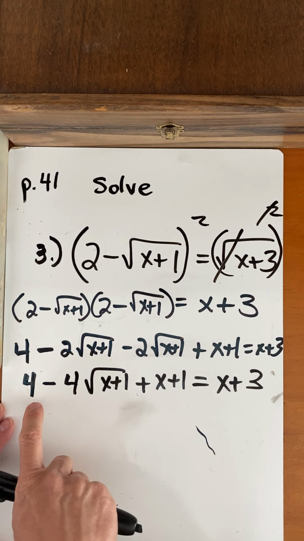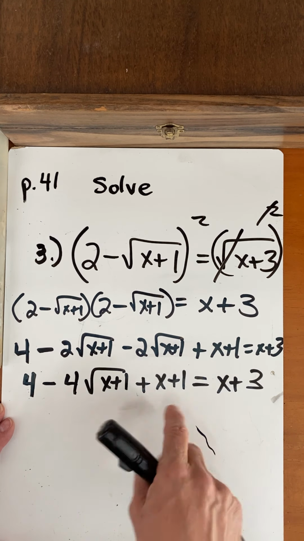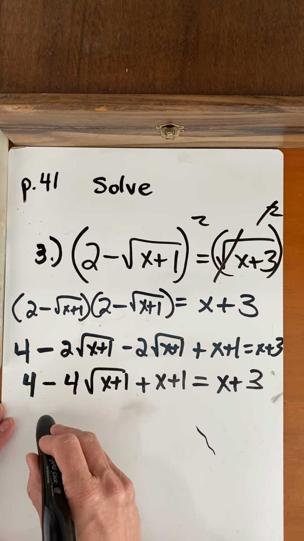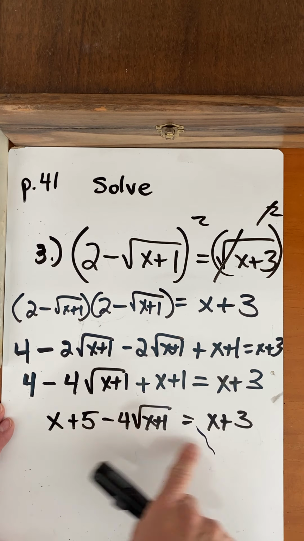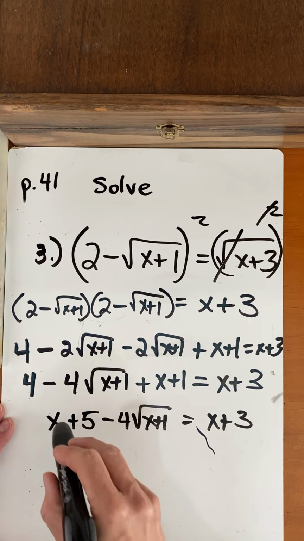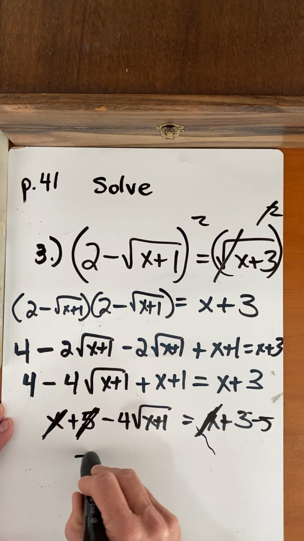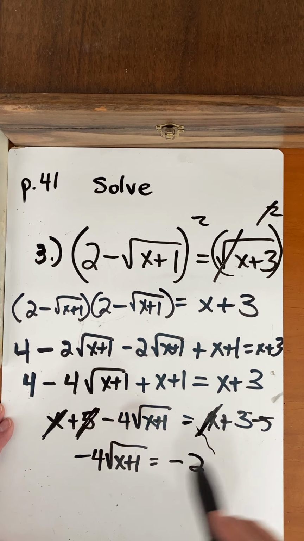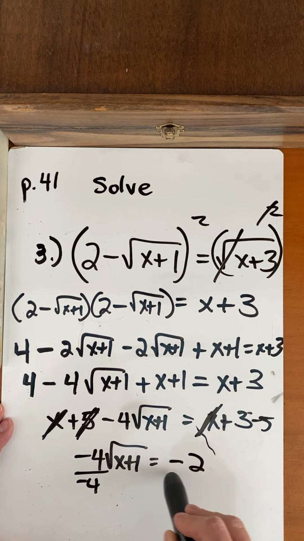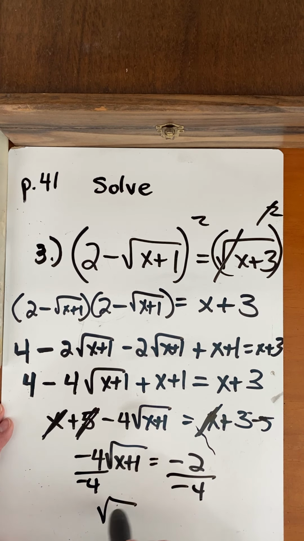Now I'm going to combine like terms. 4 and 1 is 5. So I get x plus 5 minus 4 root x plus 1 equals x plus 3. I'm going to subtract x from both sides. That goes away. And then I'm going to subtract 5 from both sides. So I get negative 4 root x plus 1 equals negative 2. Now I'm going to divide this by negative 4 and this by negative 4. And I get root x plus 1 equals 1/2.